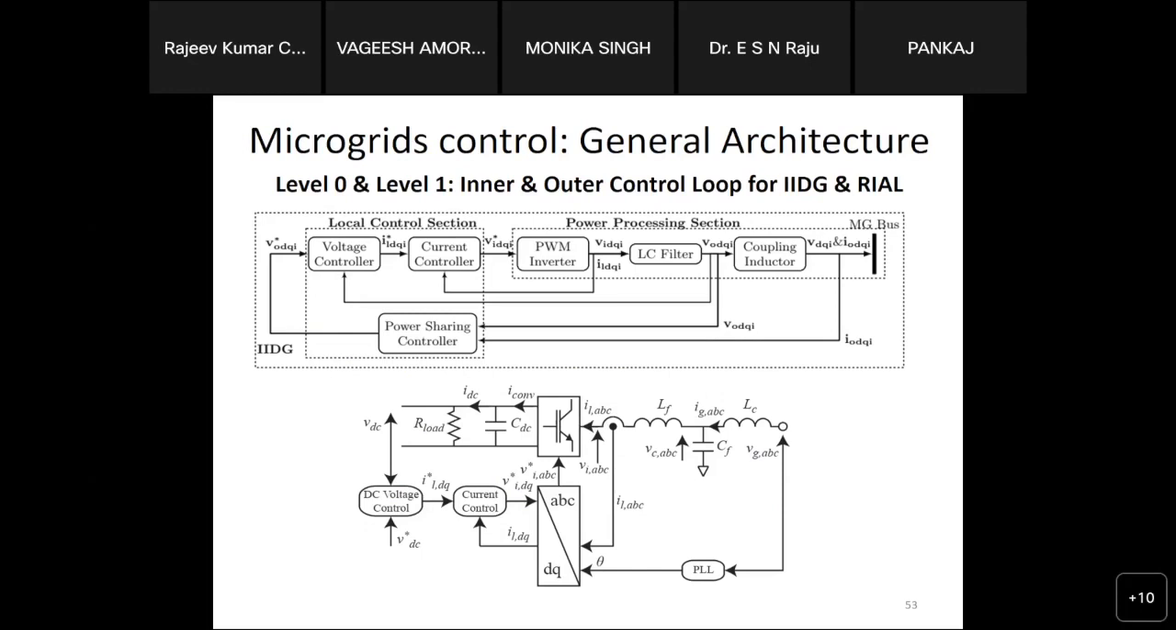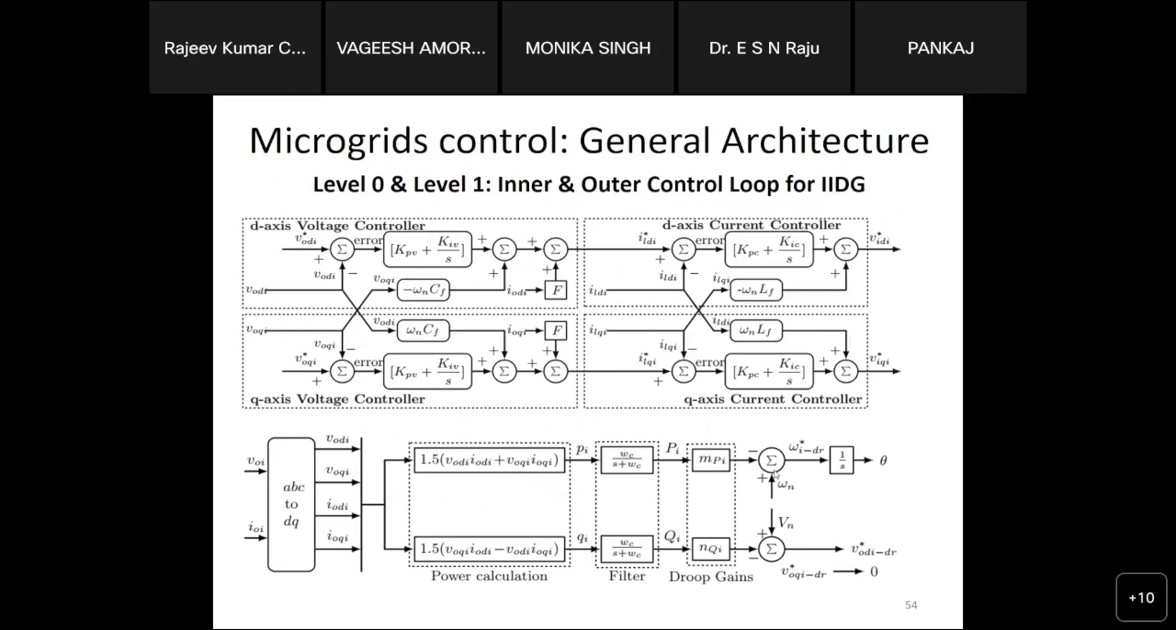When we see the control techniques in the control section, we have the power sharing control, which is the outer loop one, and voltage and current control, which comes under the inner loop control. In the second picture, I have shown the same inner outer loop control for the rectifier interface active load. Here I am giving more detail. As we can see, when we see the inner controls, voltage and current control is there. Here I have shown the DQ axis voltage and current control.